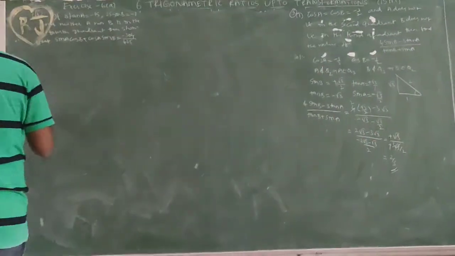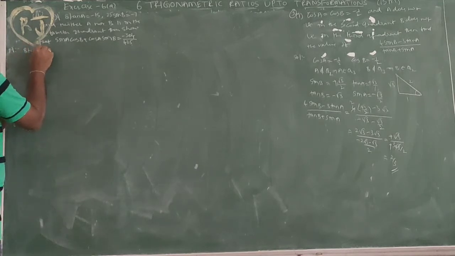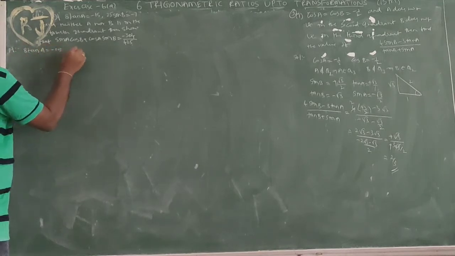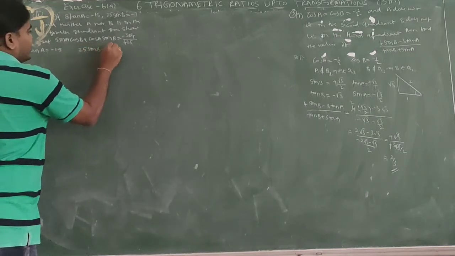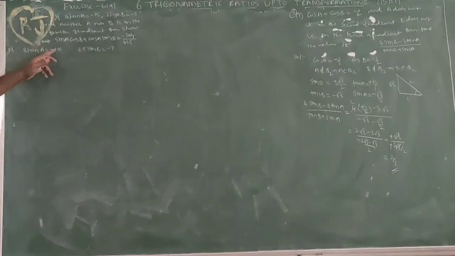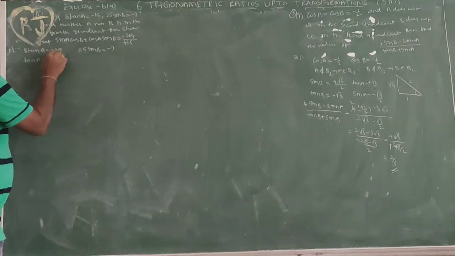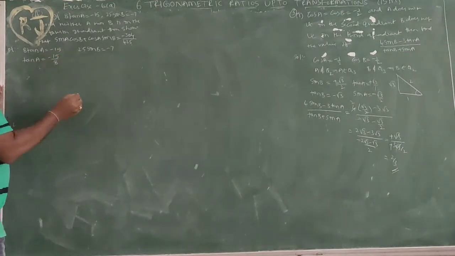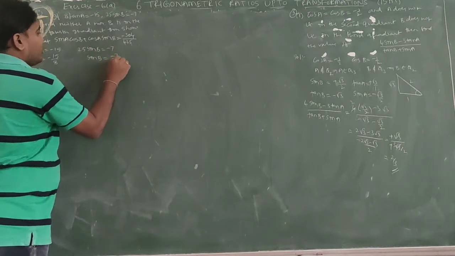First, the solution. 8 tan A equal to minus 15, 25 sin B equal to minus 7. Bring 8 outside: tan A equal to minus 15 by 8, sin B equal to minus 7 by 25.